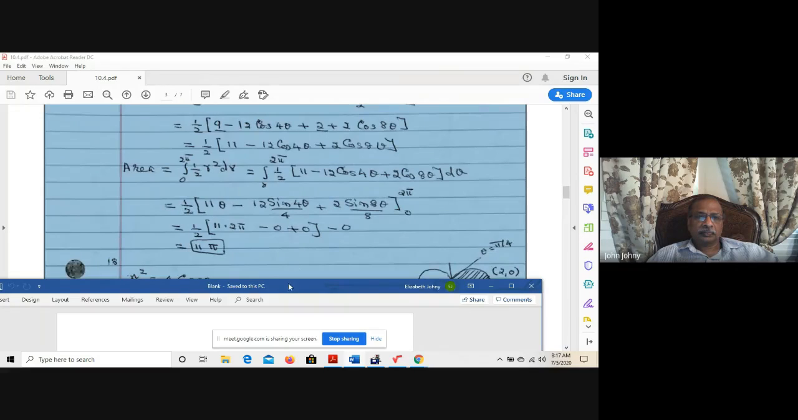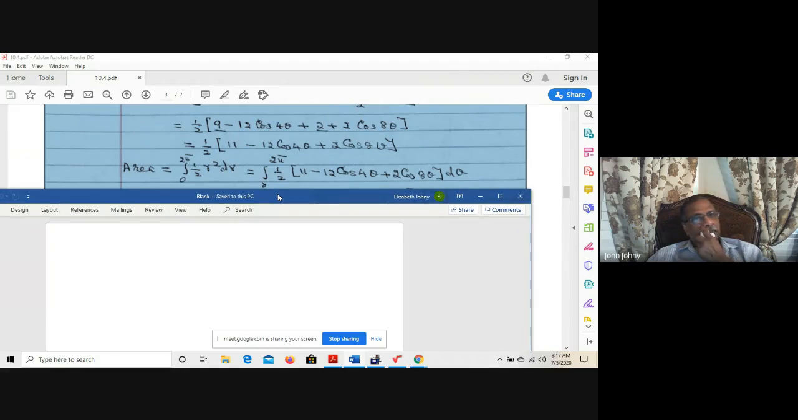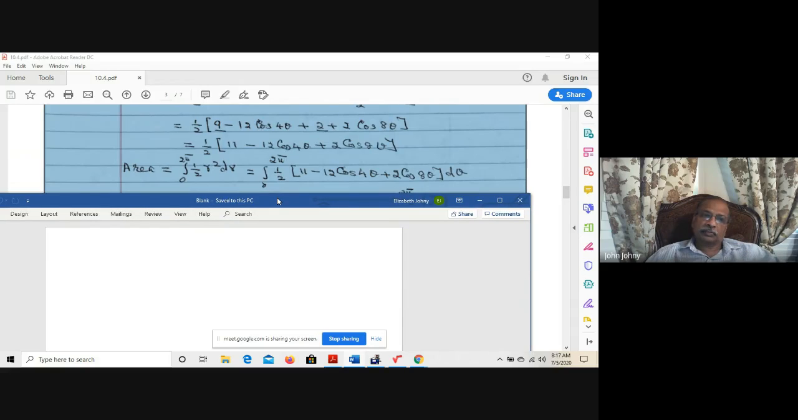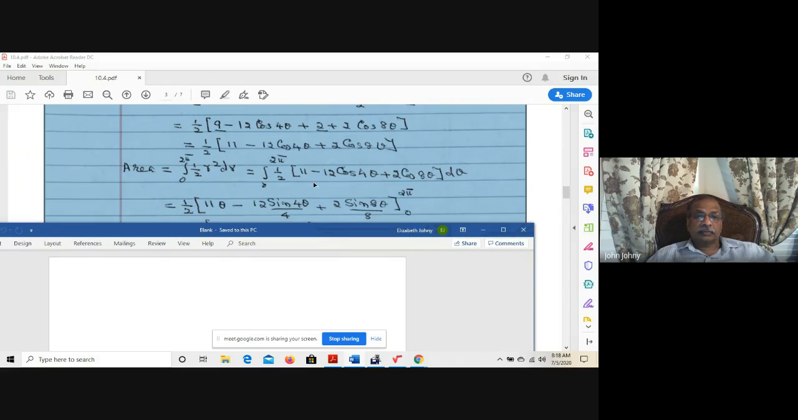Area is equal to integral 0 to 2 pi. Since the limits for theta are not given, you have to assume that it is 0 to 2 pi. 1/2 times r square d theta, that is equal to integral 0 to 2 pi 1/2 times 11 minus 12 cos 4 theta plus 2 cos 8 theta d theta. That is 1/2 times 11 theta minus 12 times sine 4 theta over 4 plus 2 times sine 8 theta over 8 from 0 to 2 pi.